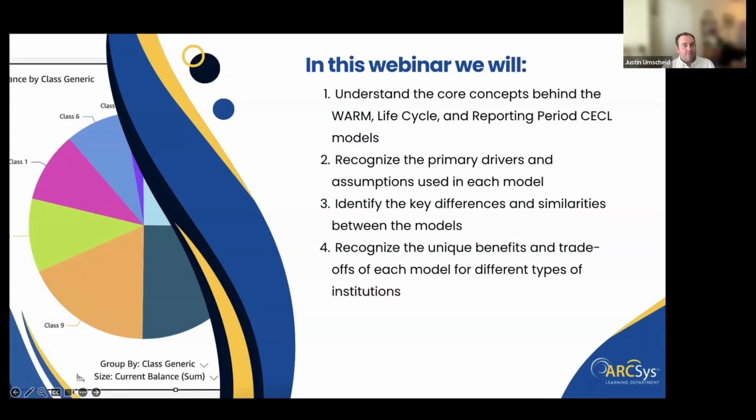We're going to talk through what the primary assumptions and drivers are that are used in different modeling. We're going to look at differences and similarities between models, and then understand the benefits, the trade-offs, and even some of the cons of different models, and which models may fit best for different types of institutions, or even based off of the complexities of different portfolios.